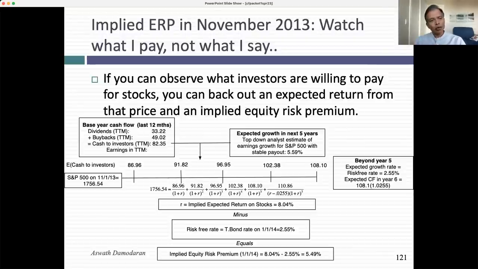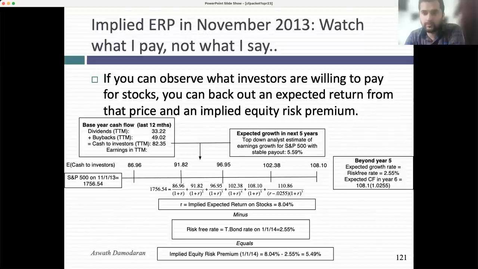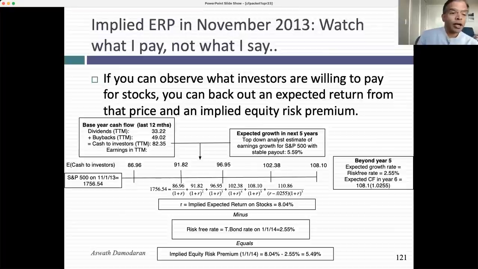If you think about it in this equation terms, if I drop the market by 2%, what's going to happen to my equity risk premium? Is it going to go up or down? Well, go ahead, Chandan. I can't hear you. Yes, it will go up.